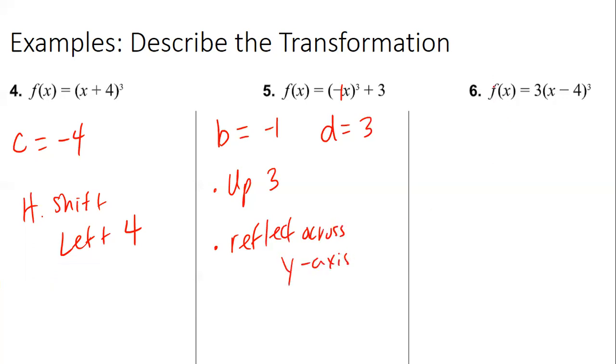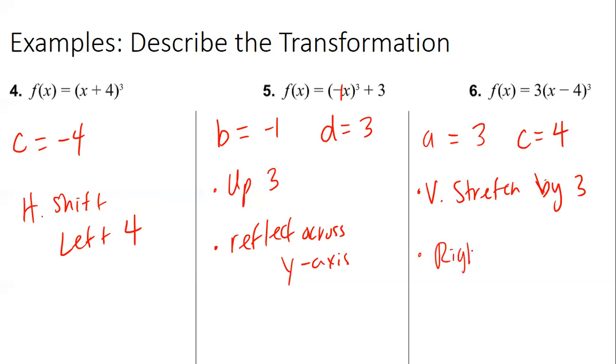All right, good. All right, 6, what's happening? What variables are we given? We have A, which is 3, and we have C, which is +4. And so what's happening? What are our transformations? There you go. Vertical stretch by 3, and we went right 4. How do you feel about being able to describe a transformation without its graph? Doable? Yeah. Just took us all year to get here.